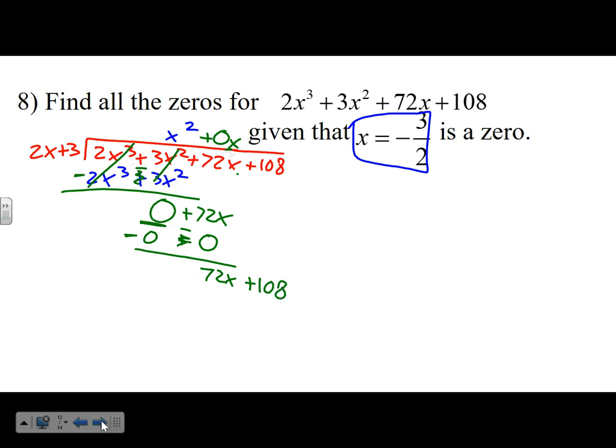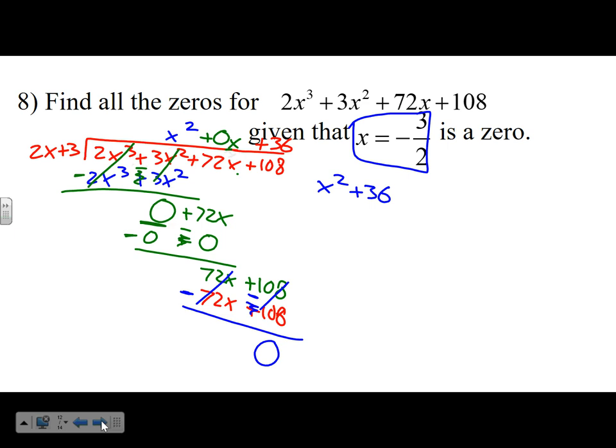So what do I multiply by 2x to get 72x? Well, multiply by 36. So 2 times 36 is 72x. 3 times 36 is positive 108. Change your signs, negative, negative. Those cancel, so we have 0. So our answer ended up being x squared plus 0x plus 36.